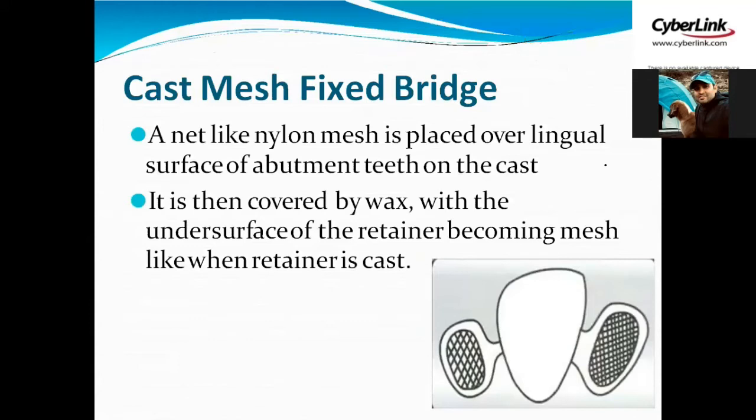Then the cast mesh fixed partial denture. As the name implies, mesh is formed over the retainer side. Here a nylon mesh is placed on the tissue surface of the retainer wax pattern. The nylon mesh is placed on the cast before fabricating the wax pattern. The retainer does not require acid etch. But the drawback of this design is that the nylon mesh may not adapt well to the cast during pattern fabrication. The wax may flow in between the mesh, locking all the undercuts.